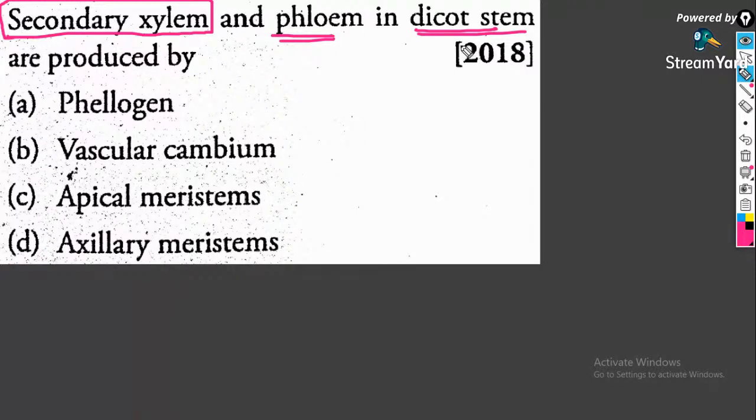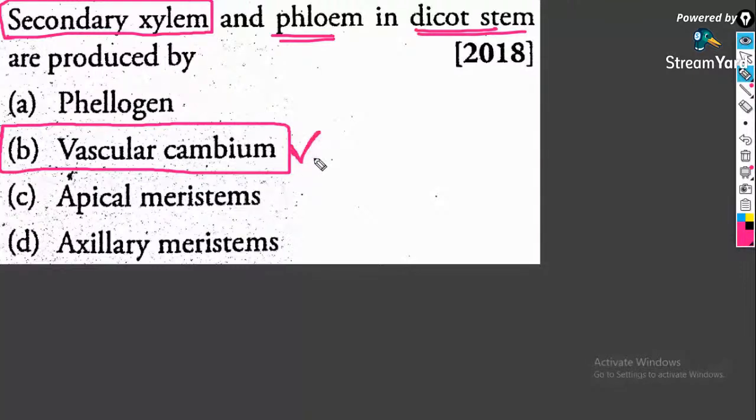Okay. The correct answer for the question is option number B, vascular cambium. Secondary xylem and phloem in a dicot stem are produced by vascular cambium. Vascular cambium is partially secondary in nature. It forms secondary xylem towards inside and secondary phloem towards outside.